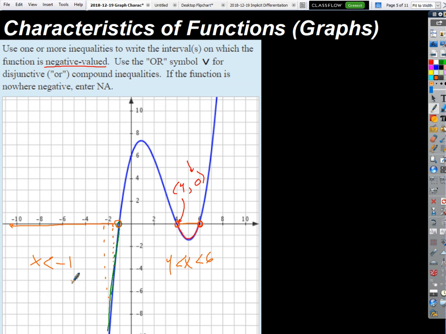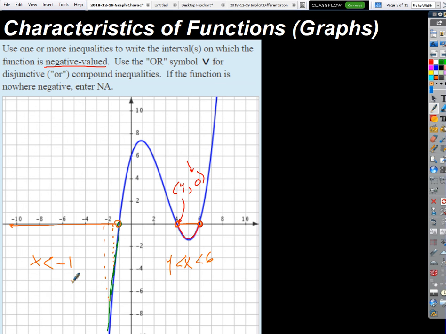So how would I connect those then? If I want to say every place where the ant could be below the x-axis, would I connect them with the word and or or? Well, let's debate that. So x is less than -1 and x is greater than 4 and less than 6. What's wrong with that? You're right, Connor. What's wrong with an and statement there? You're absolutely right. We can't use it. Ideas? They are mutually exclusive. That's exactly the right word.